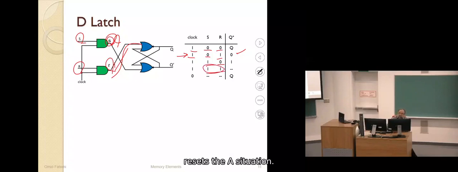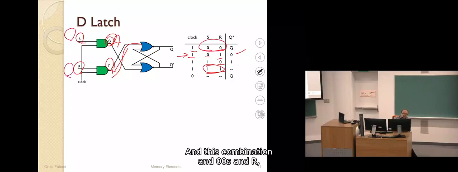This situation, this combination, we don't like it. It is unwanted. And this combination, capital S and R becomes 0, and clock is 1, we have 0 and 0, 0.